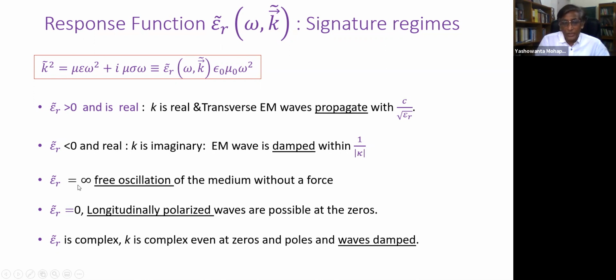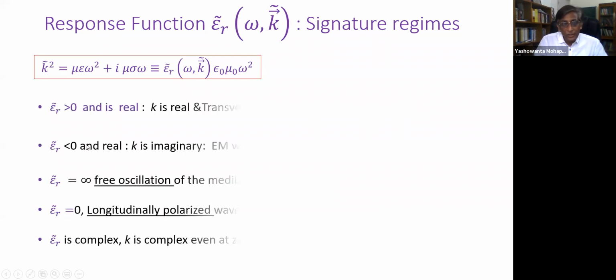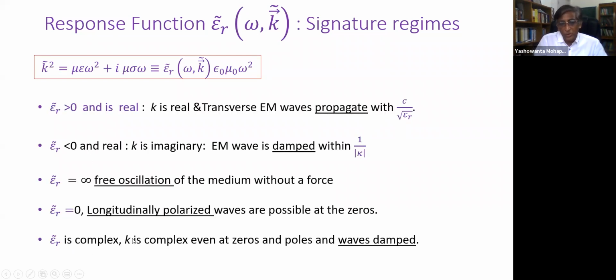This case I have not done, but you can take it from me that if epsilon r becomes infinity, which means the function has a pole, as we say, where it diverges, then there is a free oscillation of the medium even without a force. That means it is oscillating already. And the case that we saw, exactly at the plasma frequency, if epsilon r is equal to 0, it supports longitudinally polarized waves of the medium. And if it is complex, then k is also complex, even at zeros and poles, and waves are damped. So all these cases are important if I look at this frequency.